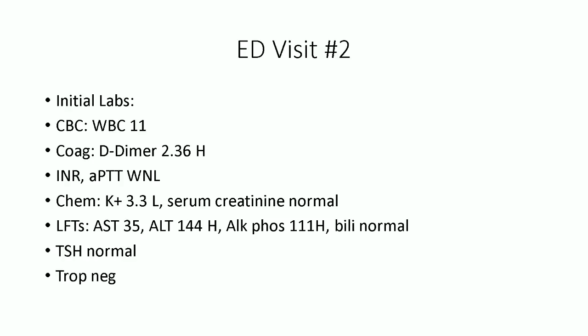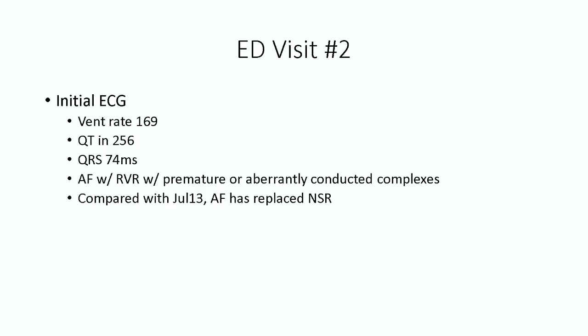Again, some labs were drawn. White blood cells found to be 11. At this time, she had a D-dimer found to be elevated at 2.36. This was presumed to be related to her pericarditis. Other coag studies were negative, and she had slightly low potassium at 3.3. Serum creatinine was found to be normal, and she had some elevation in her LFTs. Troponins, again, were negative, and thyroid function was normal.